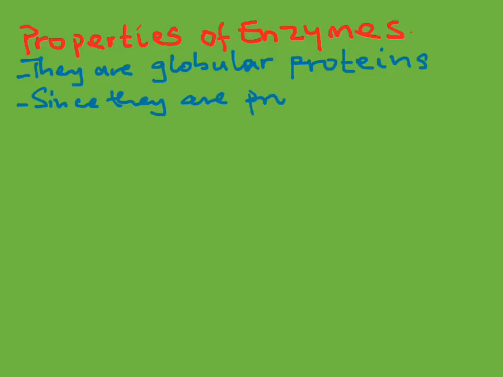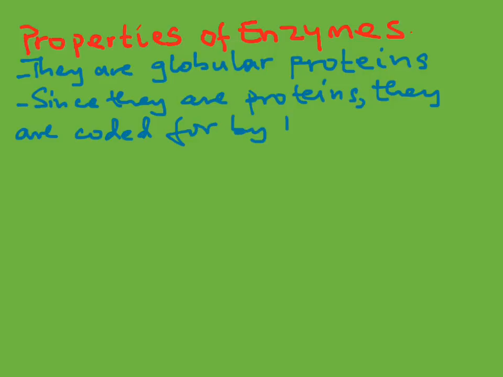The first property we have is that enzymes are globular proteins. And we know that they are proteins because they are coded for by DNA. Enzymes are proteins and they are coded for by DNA, they are globular proteins.